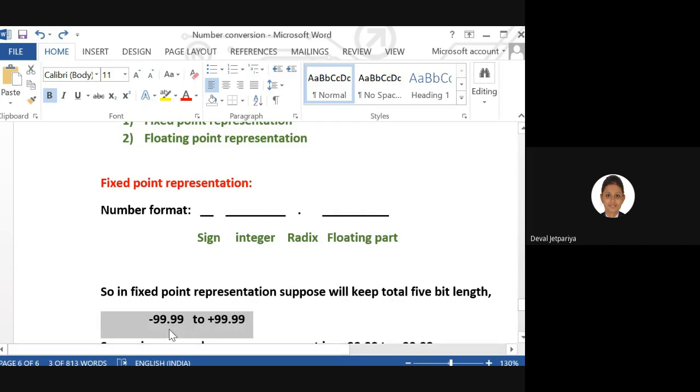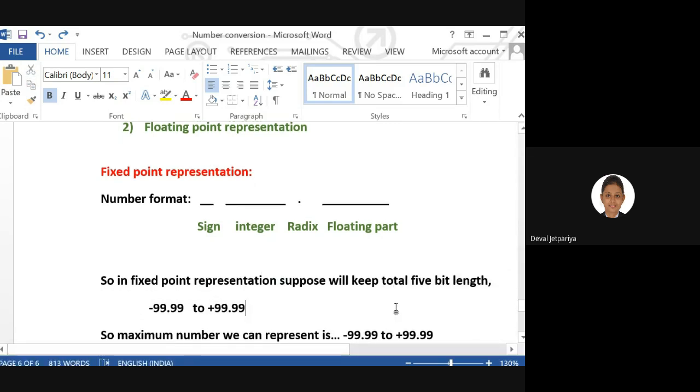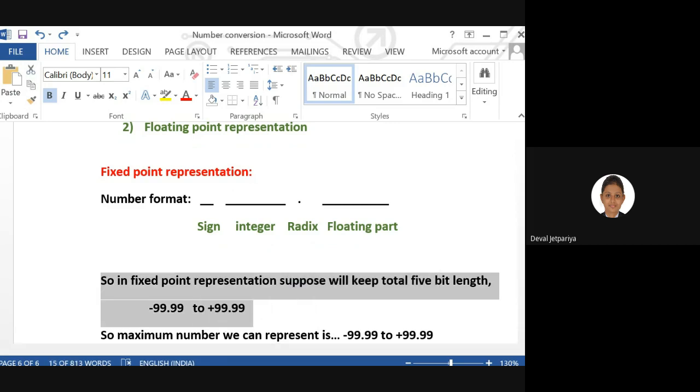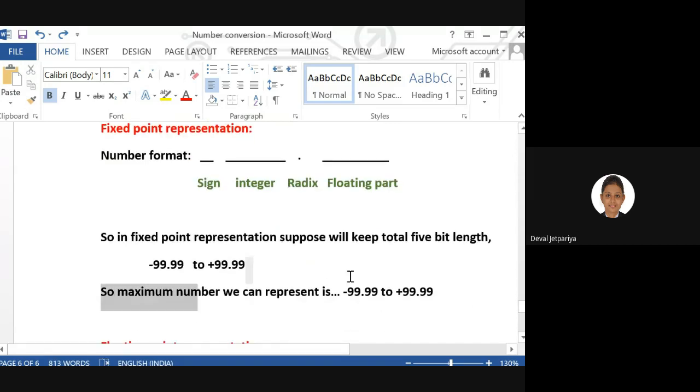Is this the answer? Yes or no? Suppose the minimum value using 4 bits we can write like this, and the maximum value using 4 bits we can represent is plus, or you can say positive, 99.99, not more than that. Otherwise you are not having fixed point length. Everyone getting this idea? Yes, ma'am. Okay, fine. So this is the answer, right?